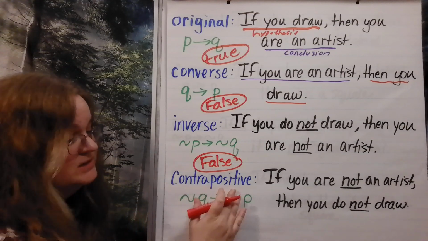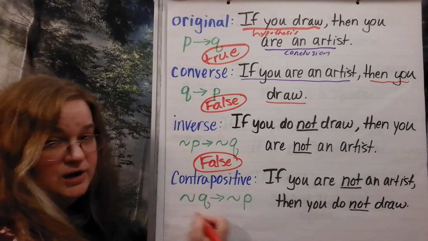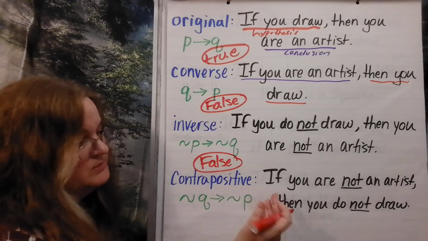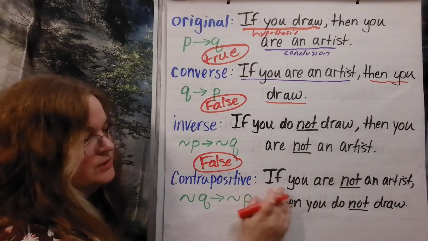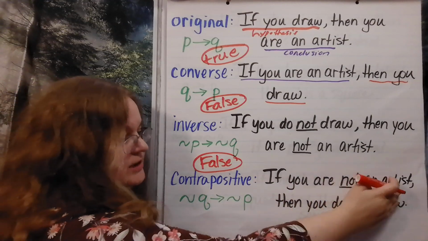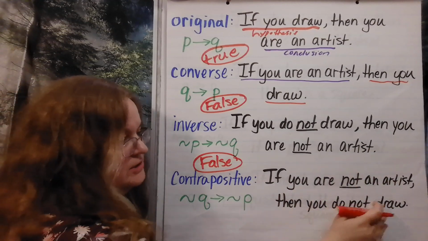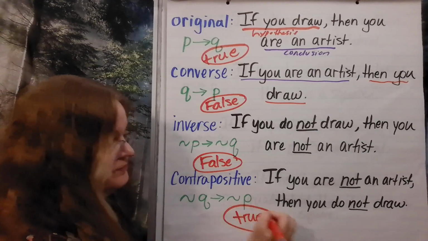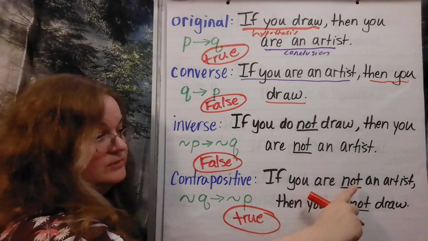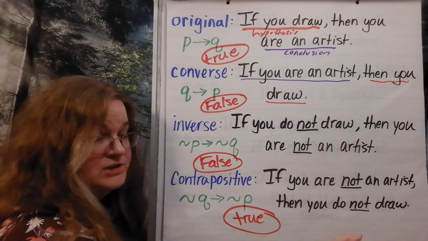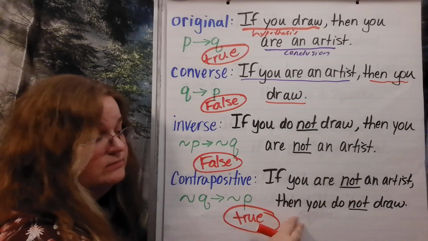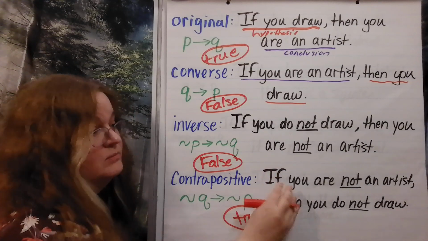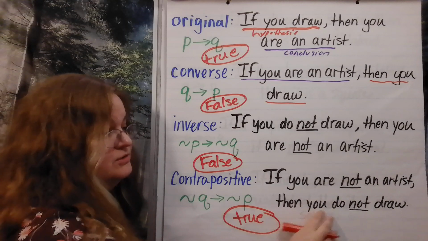Finally, the contrapositive, not Q, so not the conclusion, then not P. So we flipped it around and negated it. So if you are not an artist, then you do not draw. And this one is going to be true. So if you are not an artist at all, then you wouldn't be drawing. You can be an artist and not draw, but if you are not an artist, you do not draw.